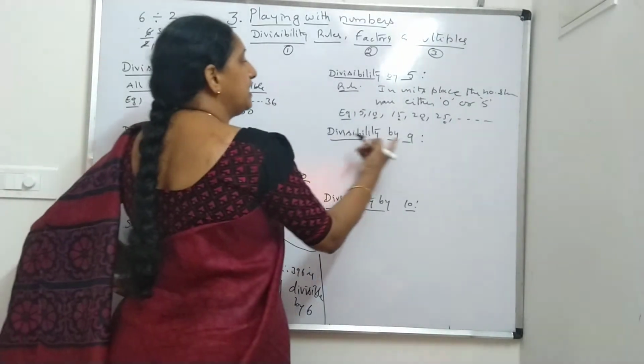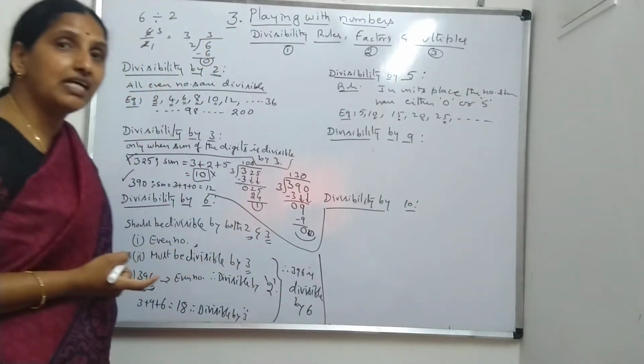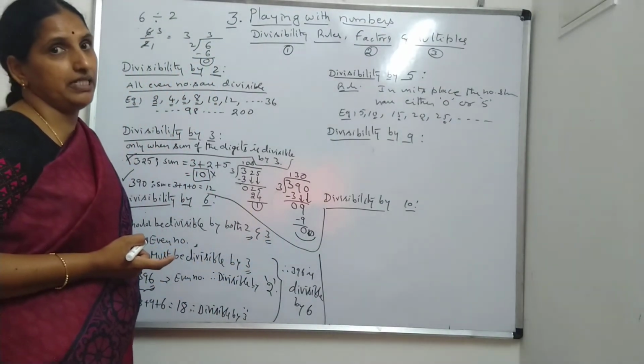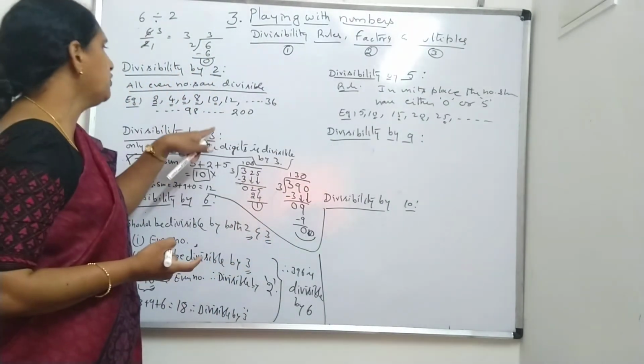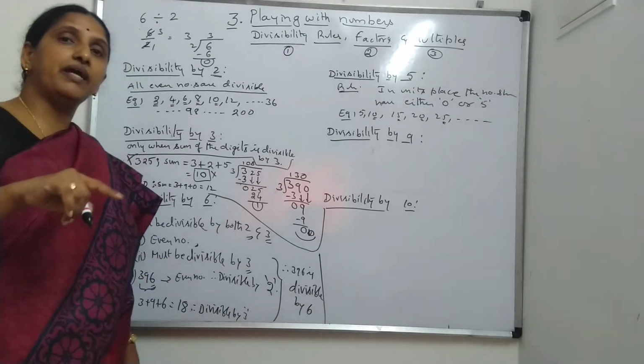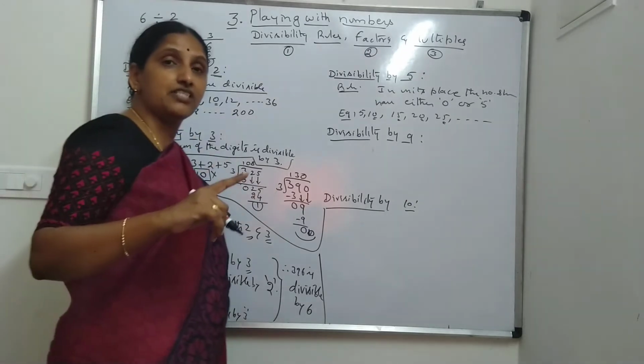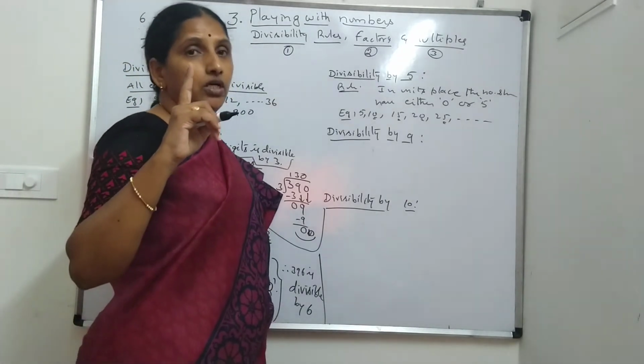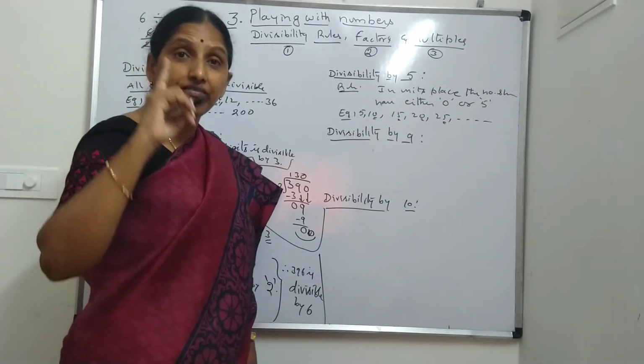Now, divisibility by 9. Divisibility by 9 is similar to divisibility by 3. That means the sum of the digits should be divisible by 9.